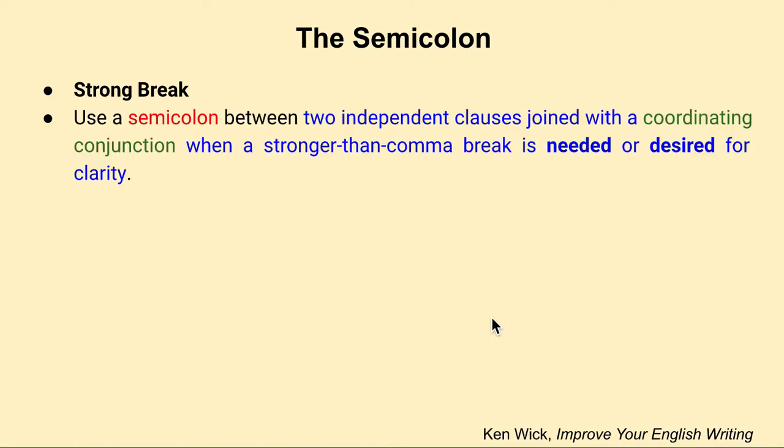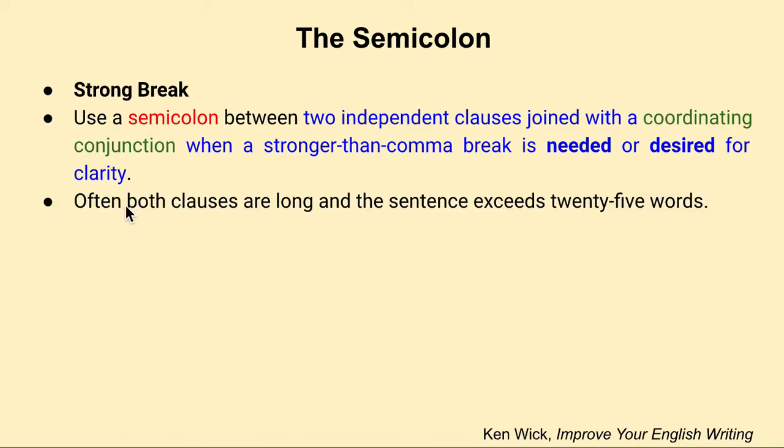So you may use a comma between two independent clauses joined with a coordinating conjunction when a stronger than comma break is needed or desired for clarity. So here you're making a choice. Beforehand, we were inserting the semicolon because there was going to be a misreading. Now you can actually use a semicolon instead of the comma because a strong break is needed or desired.